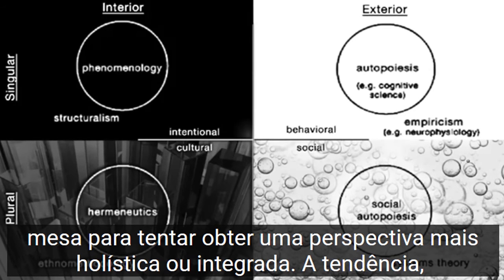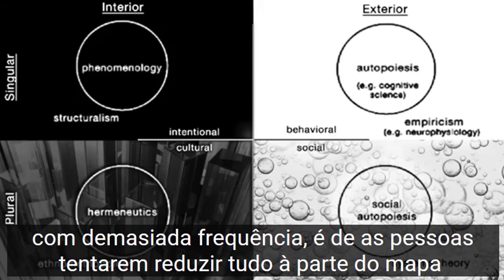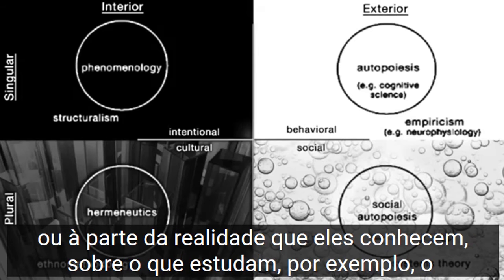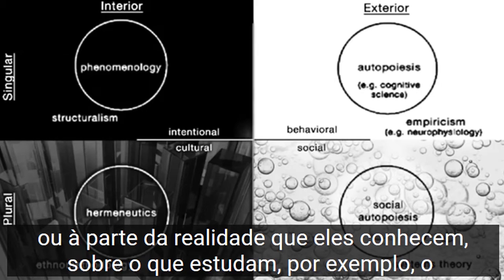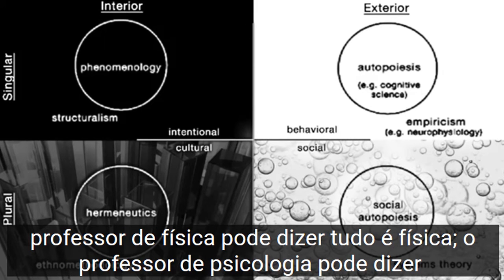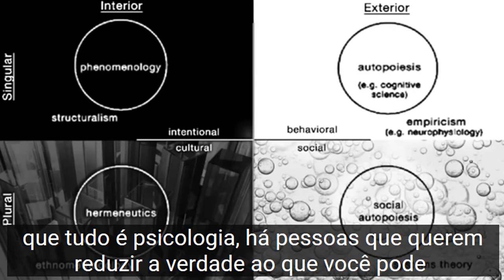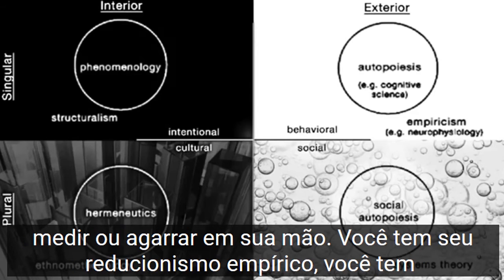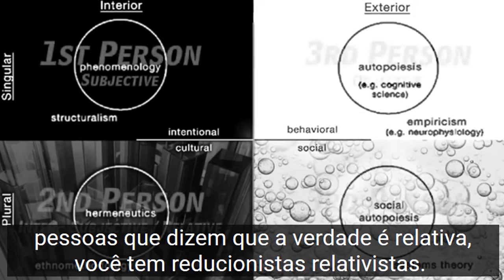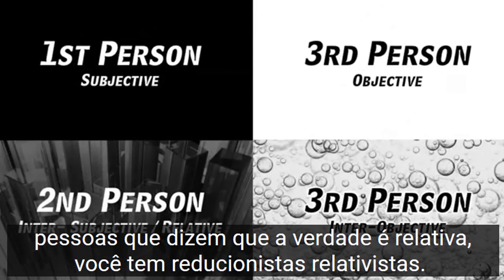The tendency far too often is for people to try to reduce everything to the part of the map or the part of reality that they know about, that they study. So for example, the physics teacher might say everything's physics. The psychology teacher might say everything is psychology. There are people who want to reduce truth to what you can measure or grasp in your hand. You have your empirical reductionist. You have your people who say truth is relative, so you have your relativistic reductionists.